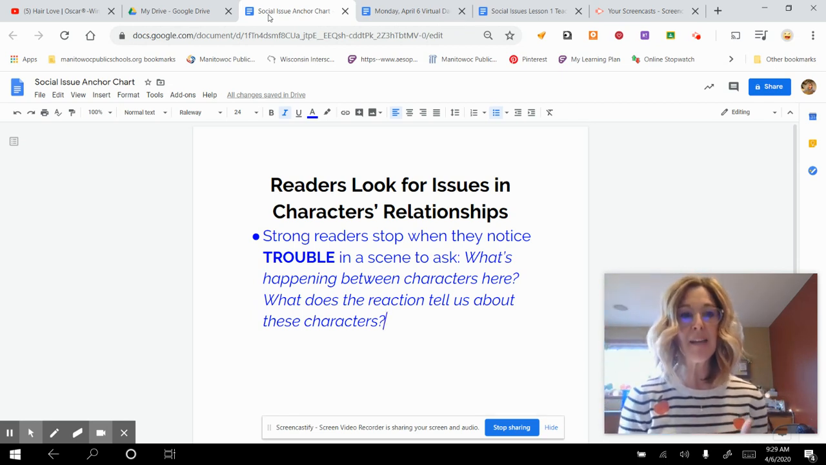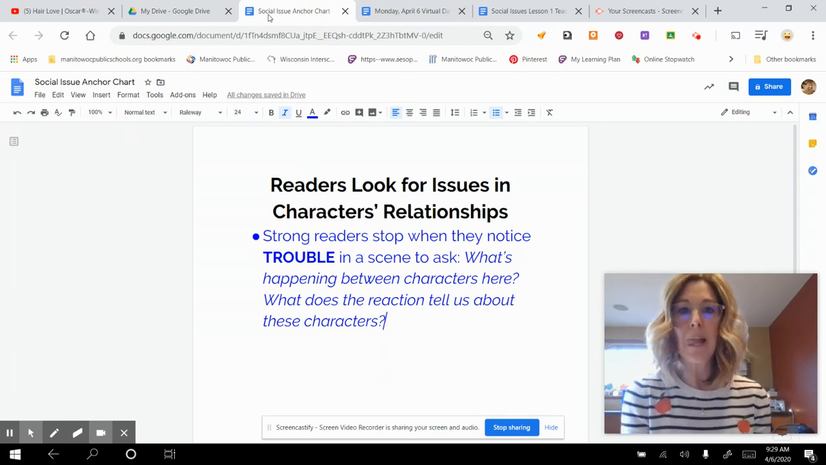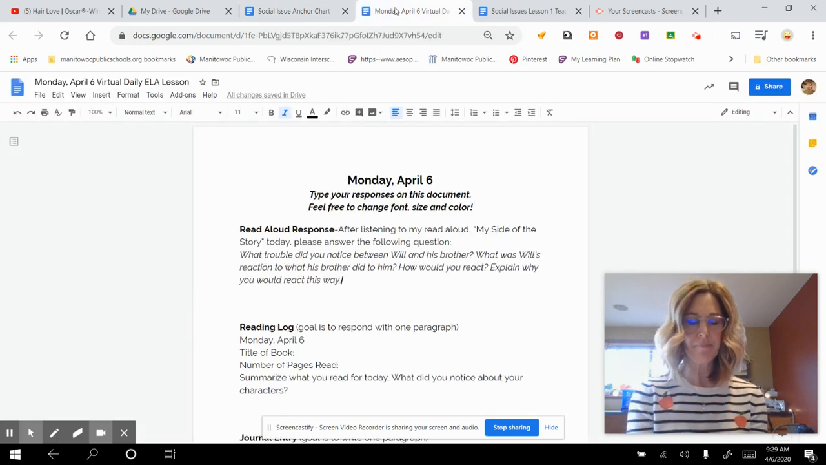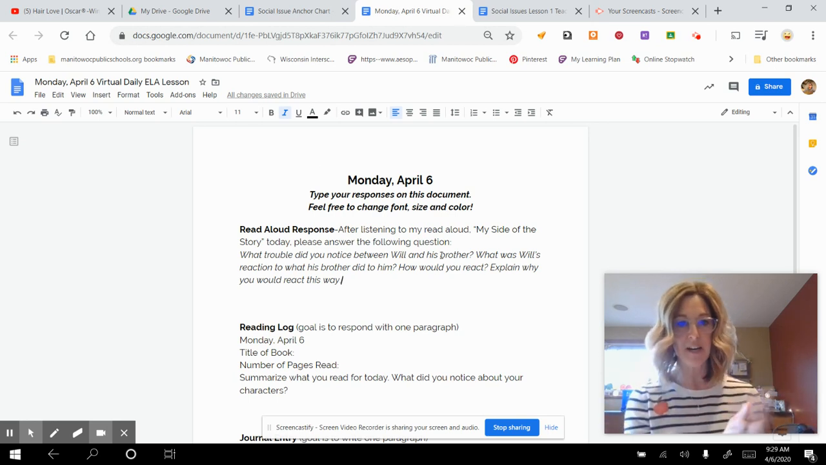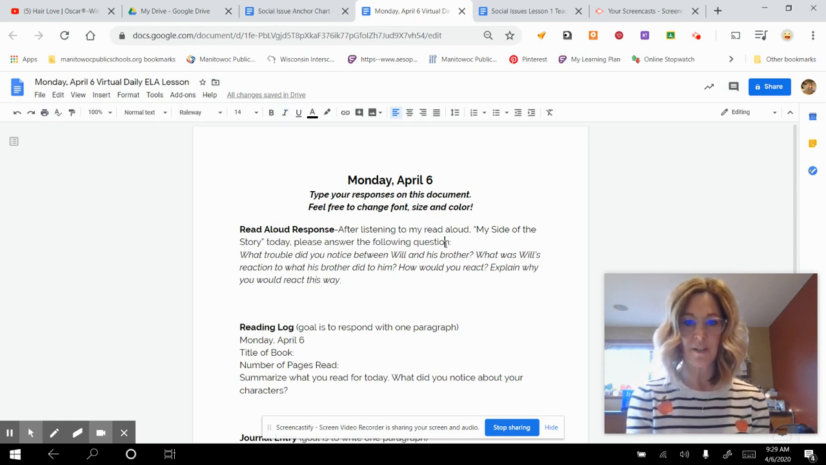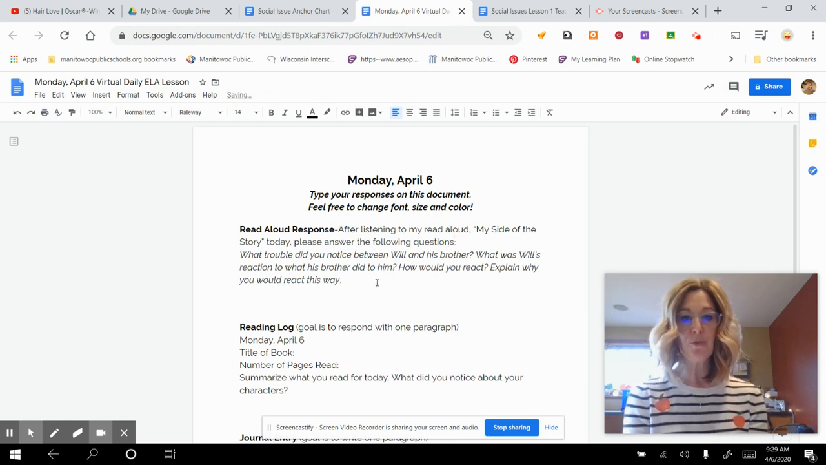So today, when I post this in our classwork, there's going to be one sheet of paper, and here it is. And on this document, it has, after listening to my read aloud, my side of the story, please answer the following questions. And you are going to actually type right here, what is your response, okay? So type away, what do you think the reaction is telling us about Will or even his brother.